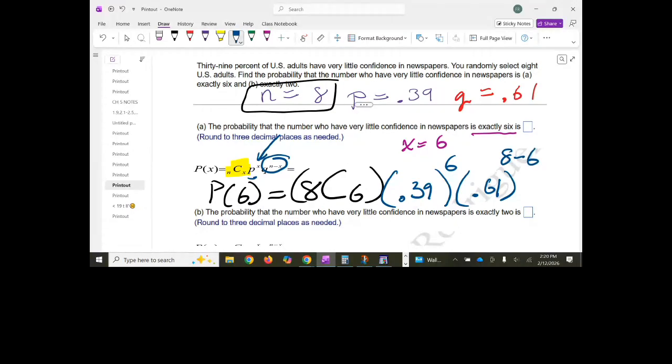Excuse me. Y'all, I want you to do something for me real quick here. What's 8 minus 6? 2. So think about it like this: if we're looking for 6 people who believed that 39%, doesn't that mean the other 2 have the 61% as their probability? Because we're looking at 8 folks in general.